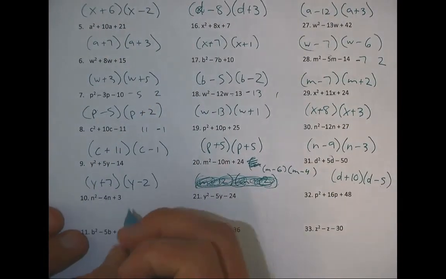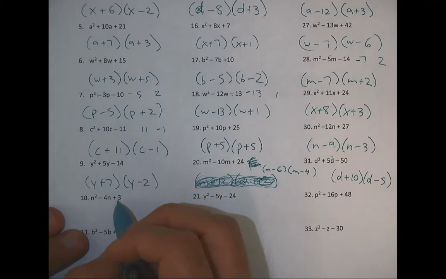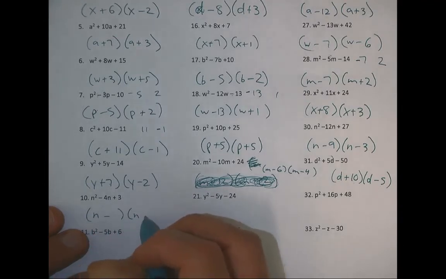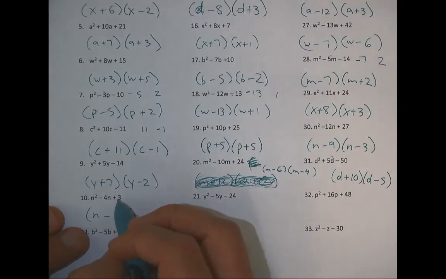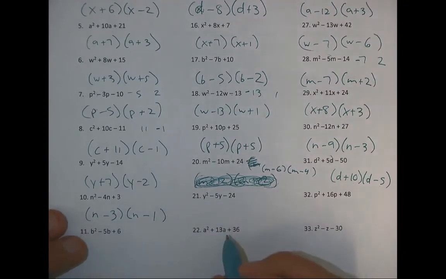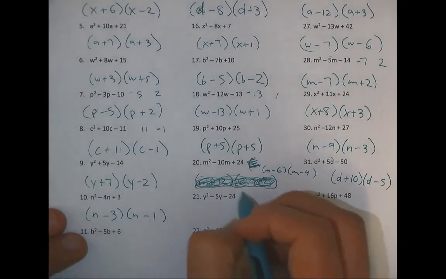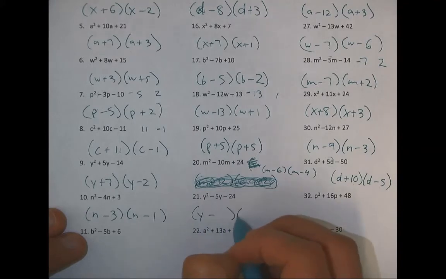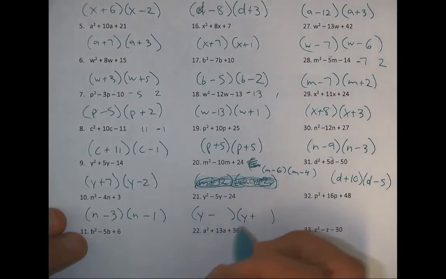Okay, number 10. So I have to multiply to 3, positive 3, add up to a negative. So I'm going to have two negatives here. And they got to add up. Well, the only products of 3 is 3 and 1. So negative 3 and negative 1, they add up to negative 4. All right, when they multiply to a negative, only one of them is negative. So it's y minus and y plus.